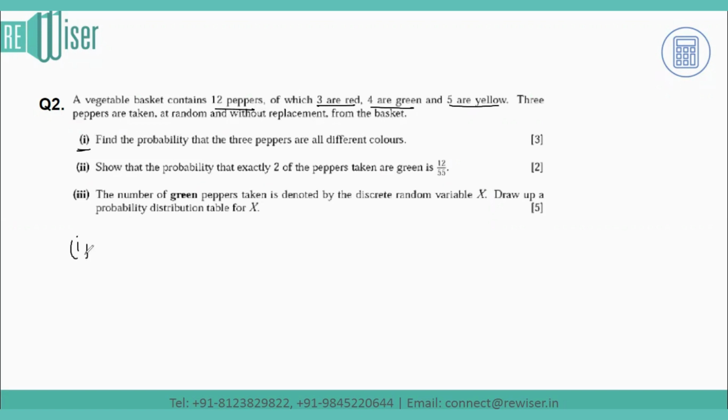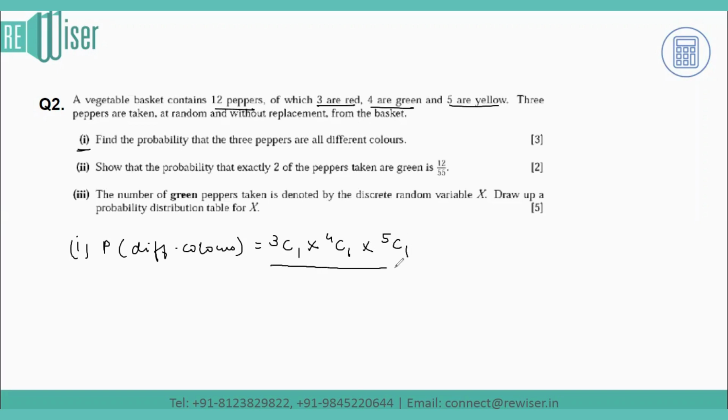So for the 3 peppers to be of different colors, that means one of each kind has to be selected. That means one from red has to be selected, so that can be done in 3C1 ways because it's selection. So we are using combination over here. And means to multiply. One green and 5 yellow are selected.